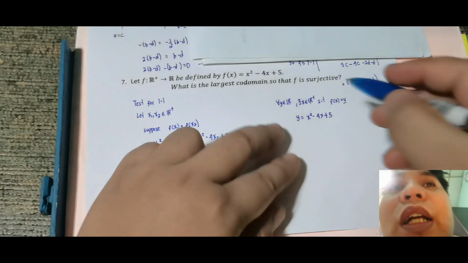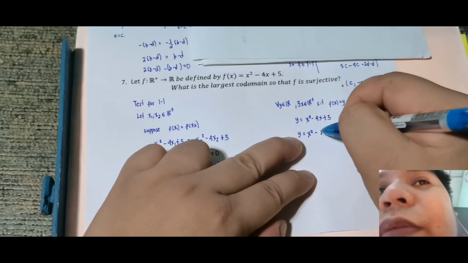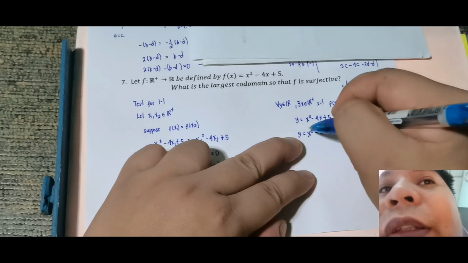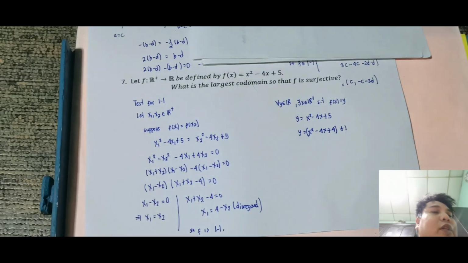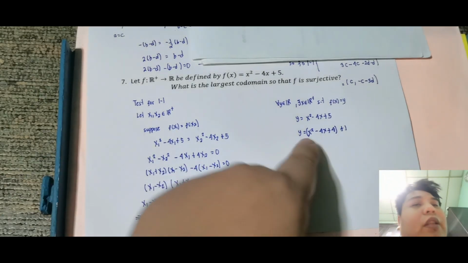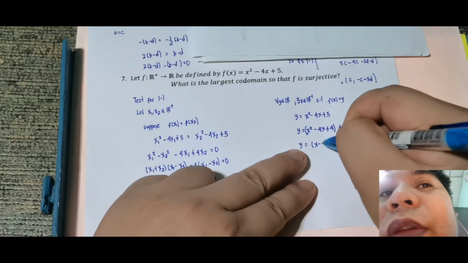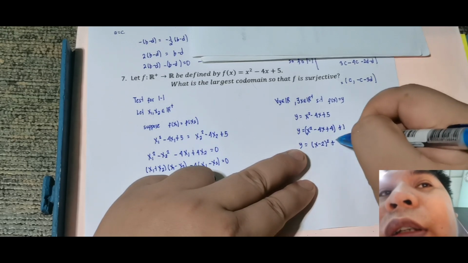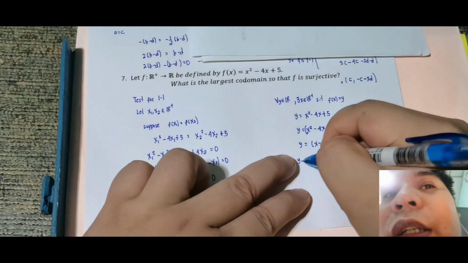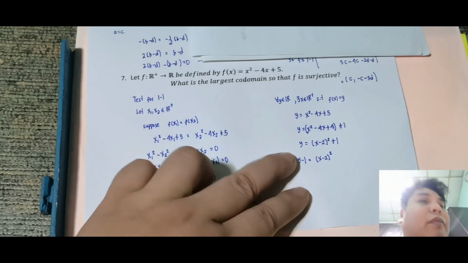So tingnan nyo yung technique na gagawin ni sir. This is y is equal to x squared minus 4x plus 4 plus 1. Tapos pinactor ko yan. So ano nangyari? Yung 5 ginawa kong 4 plus 1 lang. Hinati ko. Then ito ay a perfect square trinomial. So we can write this as y is equal to (x minus 2) squared plus 1. Okay, then transpose natin. This is y minus 1 is equal to (x minus 2) squared.